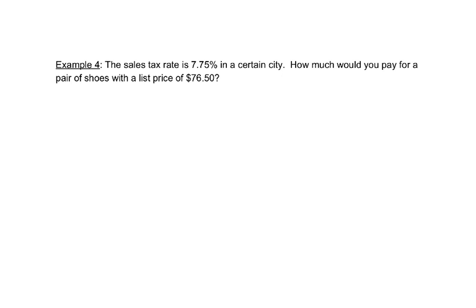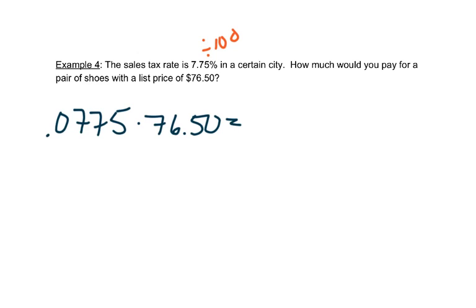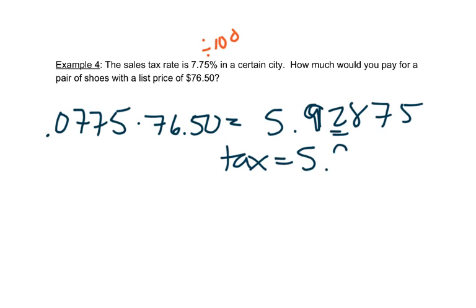Sales tax is 7.75% in a certain city. How much would you pay for a pair of shoes with a list price of $76.50? So first of all, we need to change this to a decimal. So we get 0.0775. We multiply that sales tax times the dollar amount. And we get 5.92875. Now it's money, so we need just two numbers after the decimal. So we'll say that the tax is 5.93.